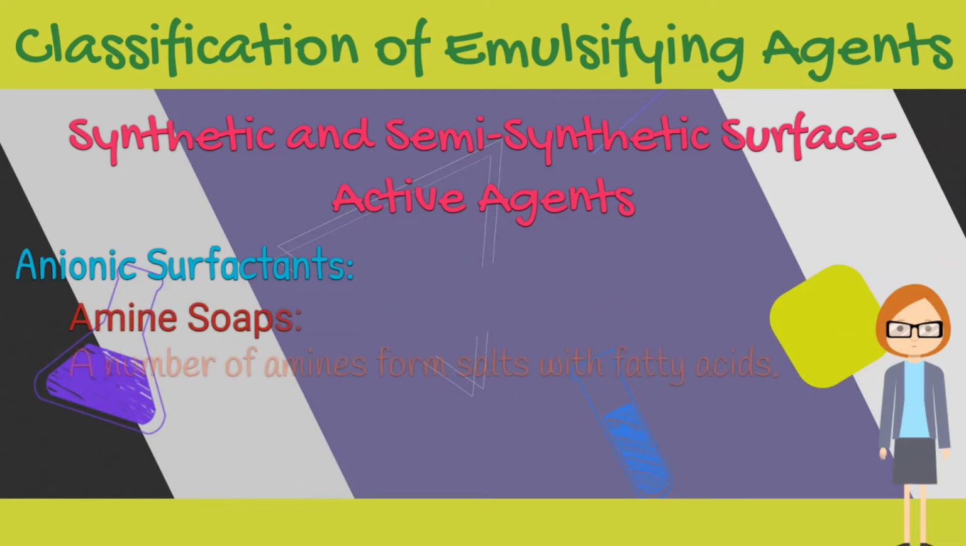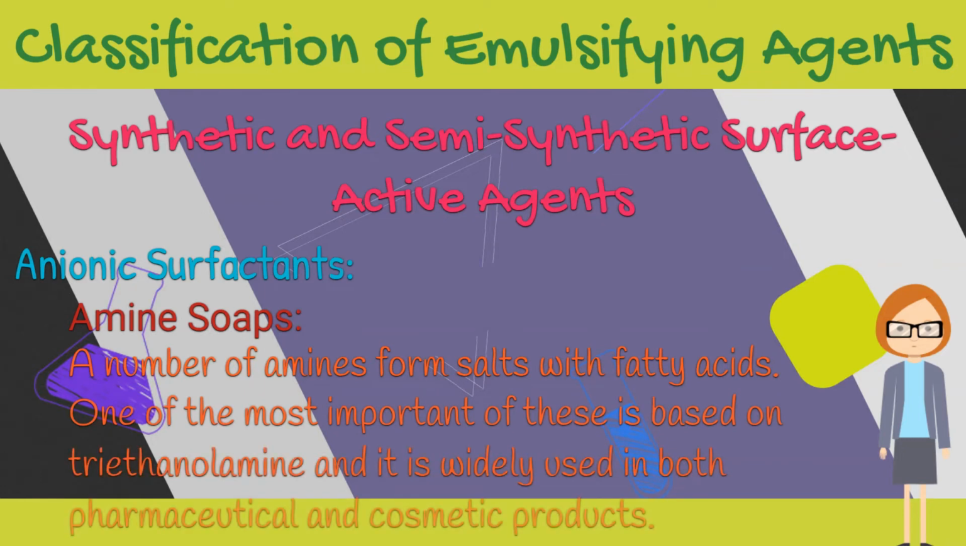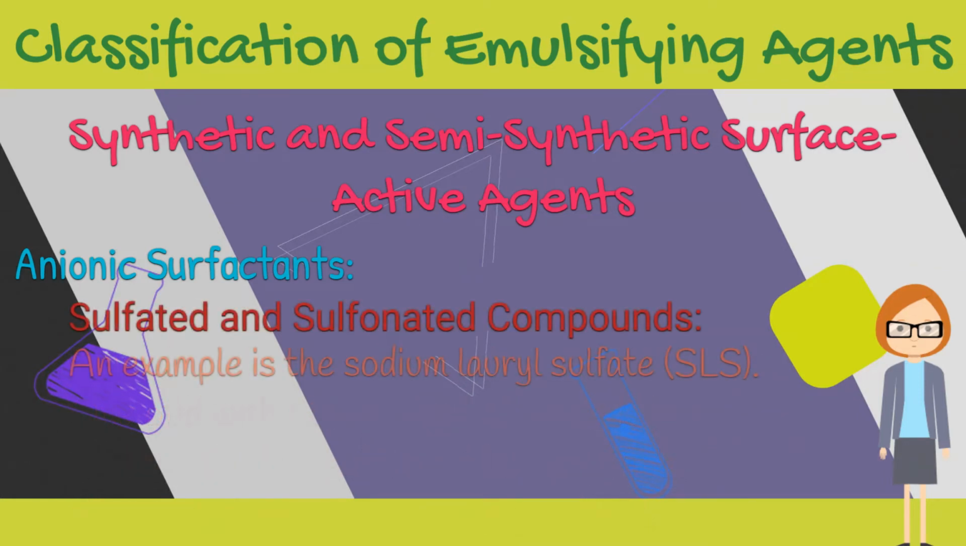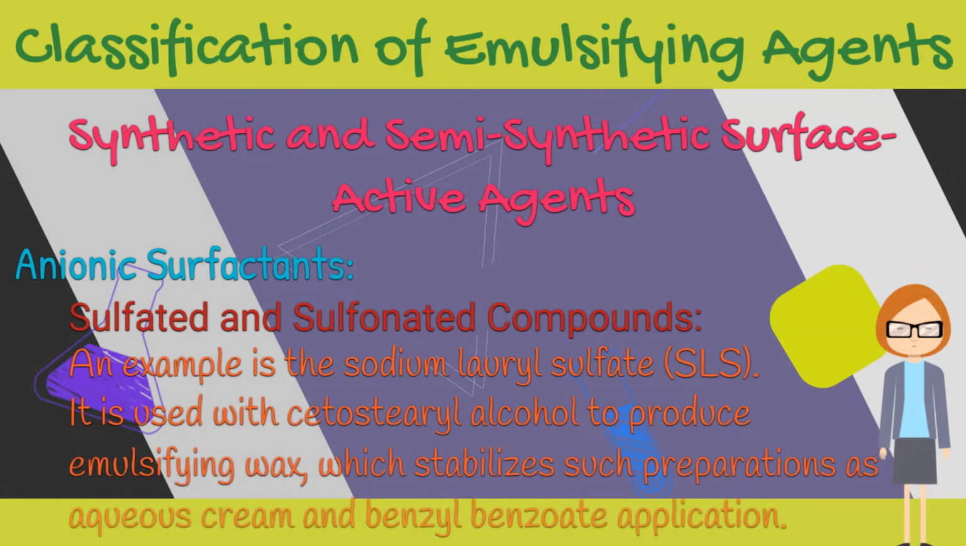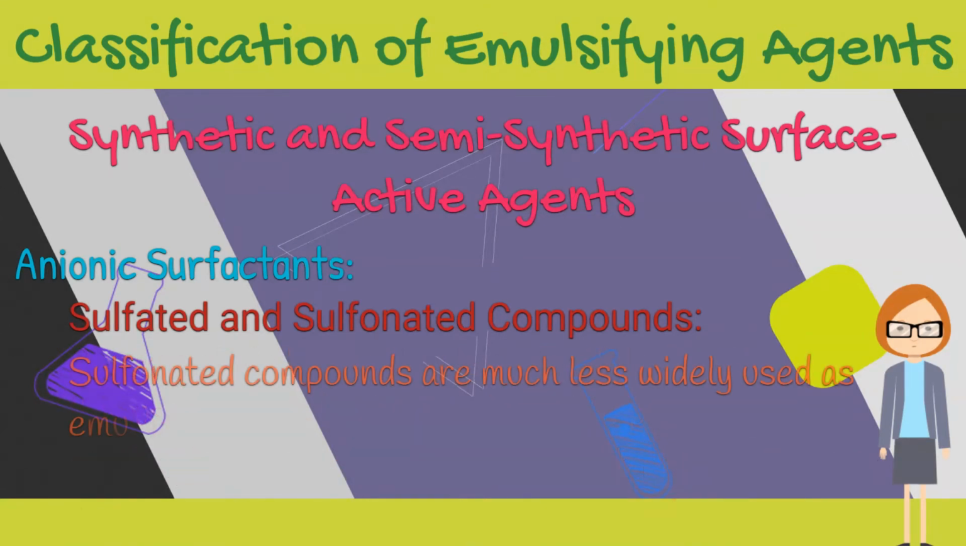A number of amines form salts with fatty acids. One of the most important of these is based on triethanolamine, and it is widely used in both pharmaceutical and cosmetic products. Sulfated and sulfonated compounds. An example is sodium lauryl sulfate, or SLS. It is used with cetostearyl alcohol to produce emulsifying wax, which stabilizes such preparations as aqueous cream and benzyl benzoate application. Sulfonated compounds are much less widely used as emulsifiers.